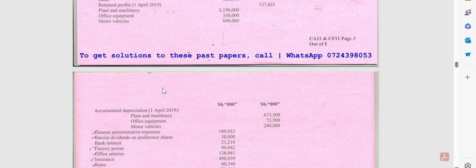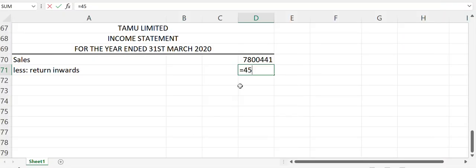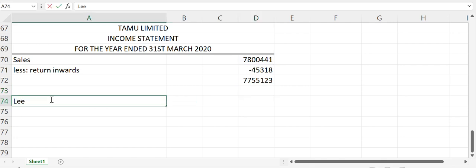Return inwards was somewhere here. Here it is, return inwards 45,318. Because it is less, let me put a negative sign there. So the net sales figure is that. Then we say less cost of goods.